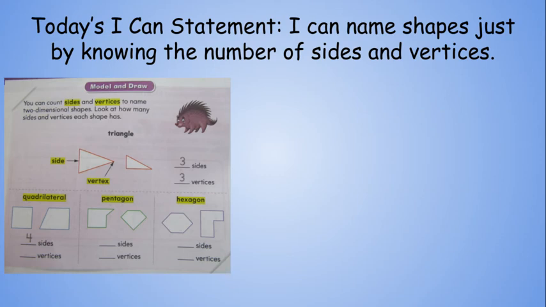When we're talking about one vertex, that's the singular form. If there's more than one, we say vertices. So if we look at a triangle, I can count 3 sides and 3 vertices. A vertex is where 2 sides come together to make a point or a corner. Let's take a closer look at the other shapes.